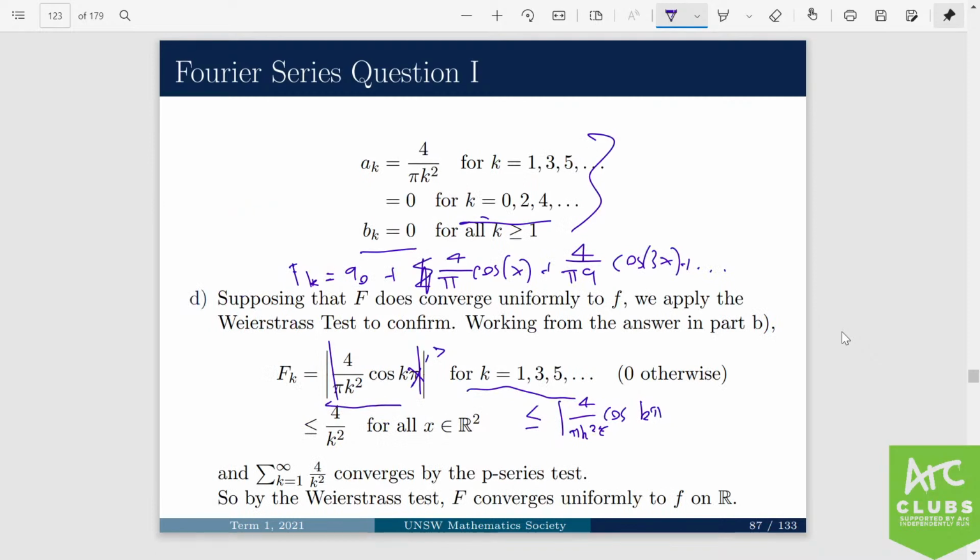Yeah, I think this should be an x. Sorry. So this sequence, which is equal to this for our odd k, will be less than or equal to this for all k, right? Because this is always greater, because our Fk is equal to 0 otherwise, and 0 is less than or equal to this. And then now we have this function, and we know cosine is always between -1 and 1. So if we take the absolute value, that's always less than or equal to 1.